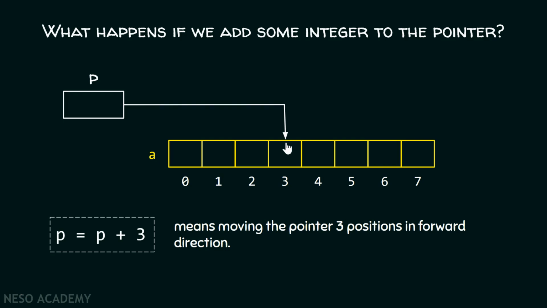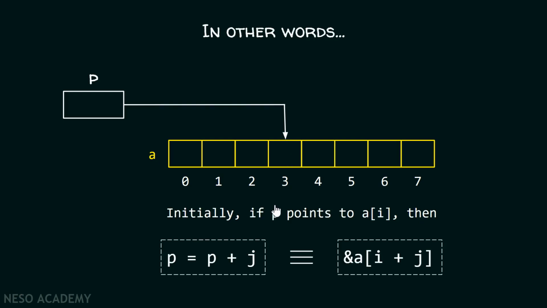Let's see what it means in a general sense. Initially, if P points to A[i], that is the element of the array at index i, then P equals P plus j is equivalent to address of A[i plus j]. If this general case seems difficult to you, let's get back to our example. If P points to A[0], then P equals P plus 3 is equivalent to address of A[0 plus 3].